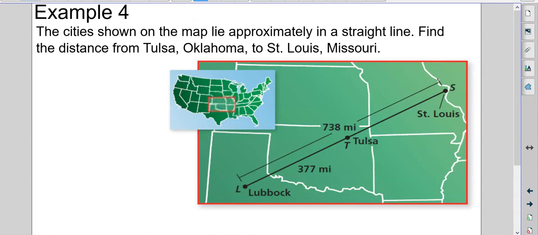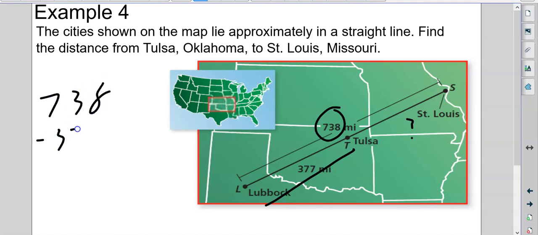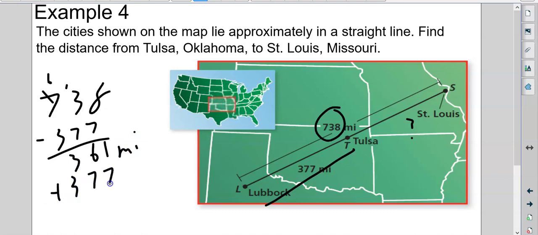All right. Cities shown on the map lie approximately in a straight line. Okay, find the distance from Tulsa to St. Louis. Well, we know the whole amount is 738. This piece right here is 377. We're trying to find this amount. So simply 738 minus 377. So that's 1, that's 6, and that's 3. So 361 miles. And again, we can check by adding 377, and we get 738. So we can confirm our work, which is kind of nice.